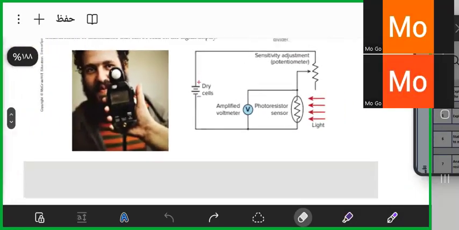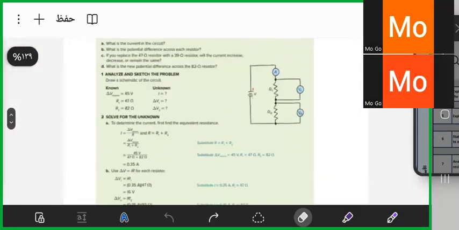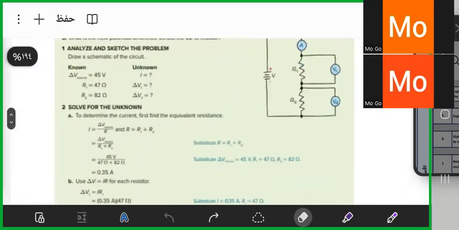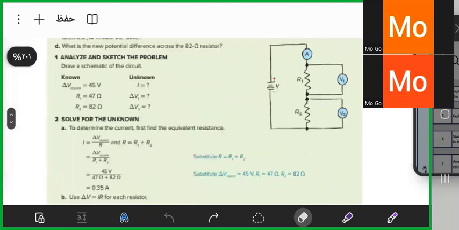Here's the potentiometer. Here a question talking about the parallel, the series. Here an amount V. It was I1, I2, V1, V2, V equal IR for any one. Here let's calculate if we need.